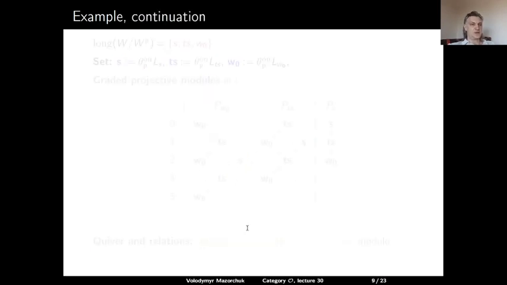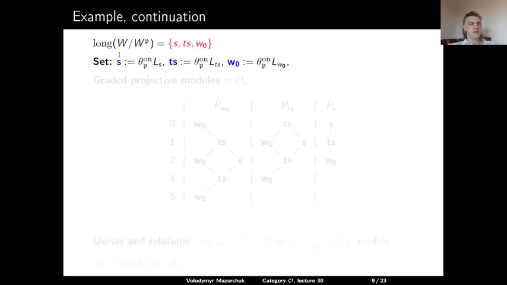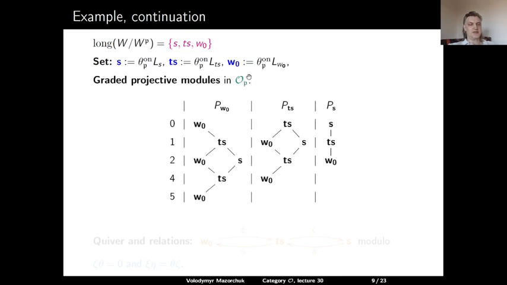Let us now look at the corresponding singular block. The longest representatives in W modulo WP acting on the right are the elements S, TS, and W0. Let us denote by bold S the translation of LS to the corresponding wall. Then the bold TS is the translation of LTS to the wall, and the bold W0 is a translation of LW0 to the wall. So here are the pictures of the graded projective modules in the singular block.